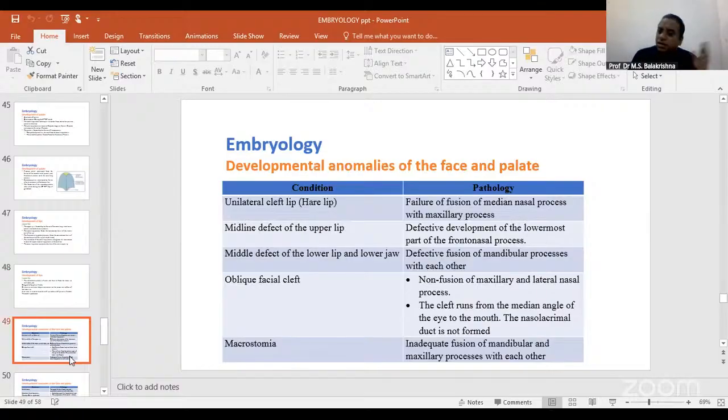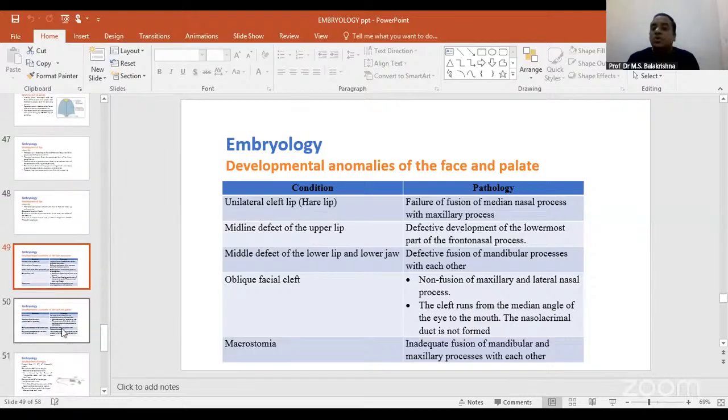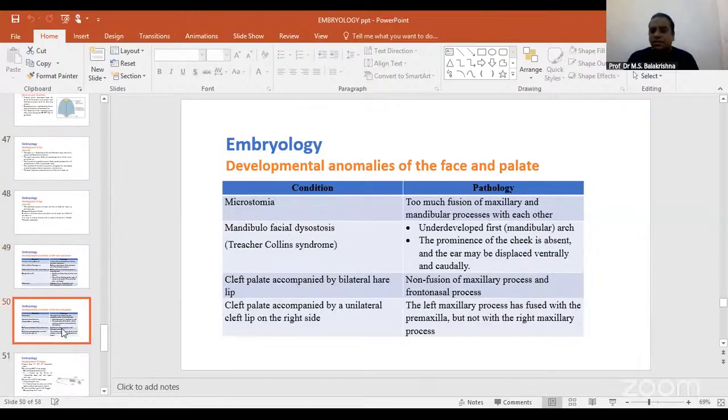If one side unilateral cleft lip is there, then what is the pathology? Midline defect is there, why does it happen? So basically, they will give you the right hand side. The pathology part will be framed as a question, and the left hand side you need to mark as the answer. Either way you can study. Then the definition, basically what is microstomia, what is Treacher Collins syndrome. These are all the clinical aspects, or what happens because of defects in the formation.